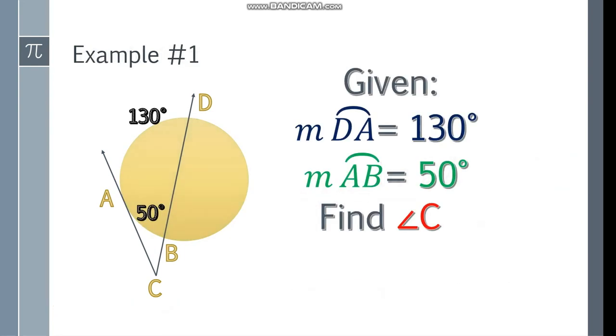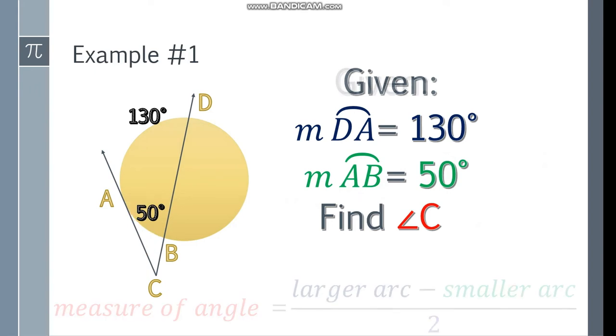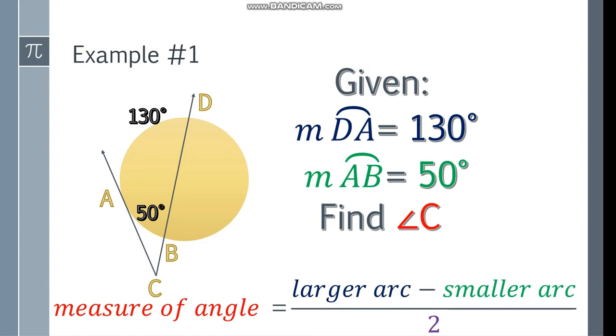So first example, ang given natin, ang larger arc natin which is arc DA is 130 degrees, at ang smaller arc, that will be 50 degrees. Hanapin daw natin yung external angle. So, lagyan natin yung formula. Larger arc minus smaller arc. Yung sagot niyan, divide natin ng 2.